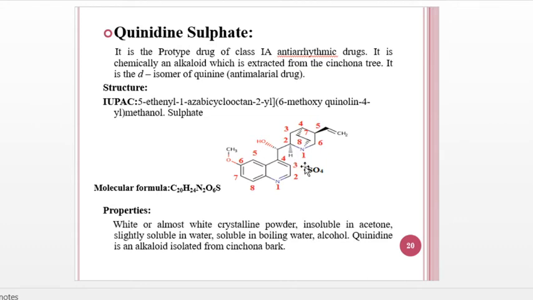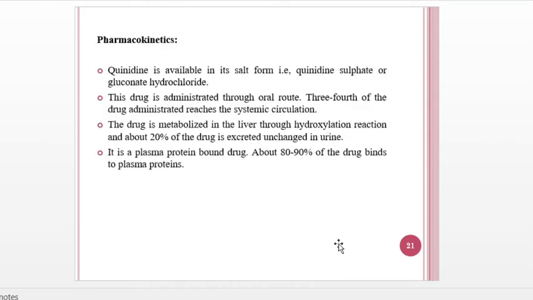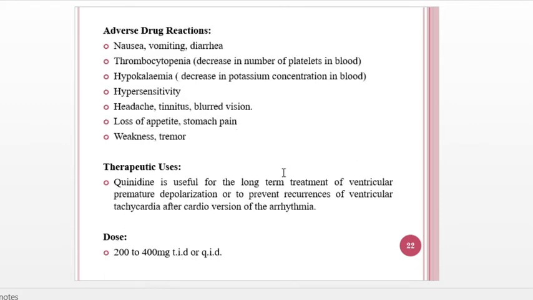It has a quinoline nucleus. The properties are a white or almost white crystalline powder, insoluble in acetone, soluble in water, boiling water, alcohol, etc. Regarding pharmacokinetics, quinidine is available in the salt form, and about 80 to 90% binds to plasma protein. Therapeutic use: quinidine is used long-term for treatment of ventricular premature depolarization, or to prevent recurrence of ventricular tachycardia after cardioversion of the arrhythmia.